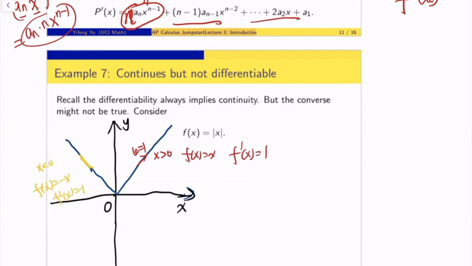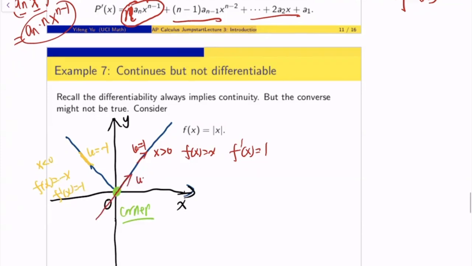The slope of this is obviously just negative one. What is not differentiable is the corner. You see, there's a corner here, right? If you look at it from the right-hand side, the slope is one. But if you go from the left-hand side, the slope is negative one. So that's why it has a corner.